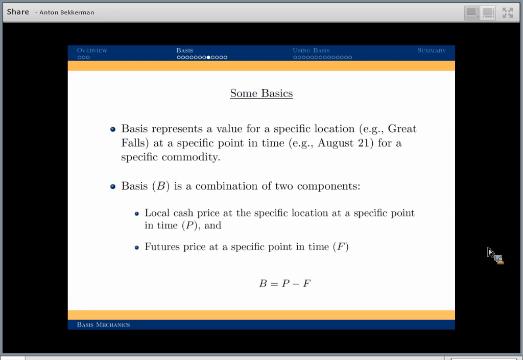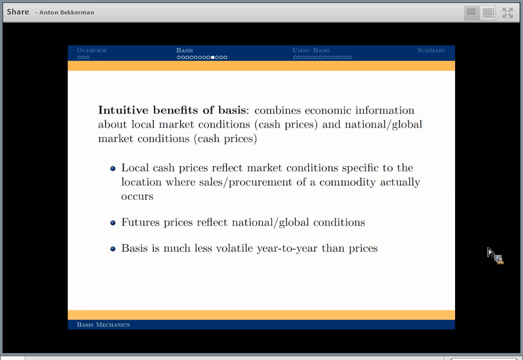Okay, here are the intuitive benefits of understanding what basis is and tracking basis over time and seeing how basis changes, whether it strengthens, getting higher, less negative, more positive, or it weakens, getting more negative. The intuitive benefit of basis is that it combines economic information about local market conditions and national and global market conditions. And that's a typo. It should be local market conditions should be cash prices, and the national and global market conditions should be futures prices. Okay, and that's described in the bullet points below.